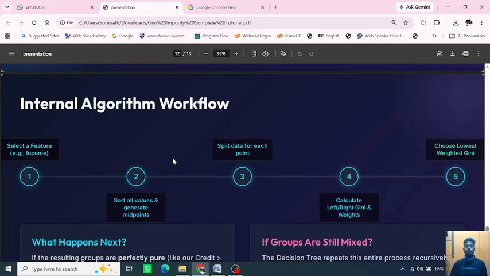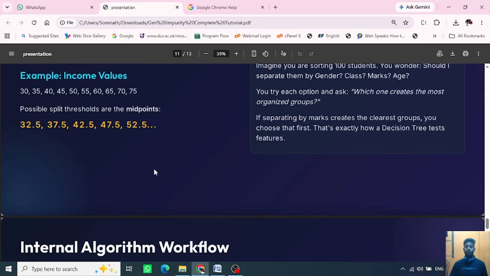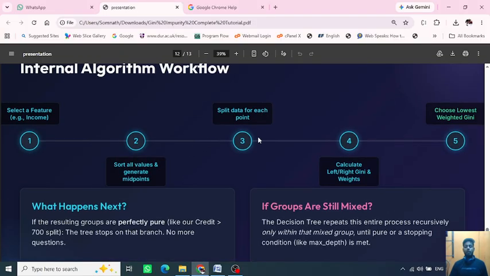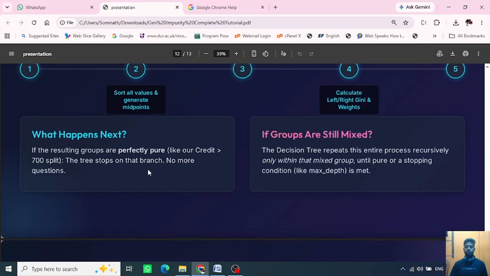So let me explain the flow of the algorithm. First select any feature, suppose income, sort all the values and generate the midpoints. One thing I just missed is how to choose the threshold: actually, a midpoint. First it sorts the values, then it finds the midpoints. Then split the data at each point, calculate left and right Gini and the weighted Gini, and choose the lowest weighted one. So these are the steps.